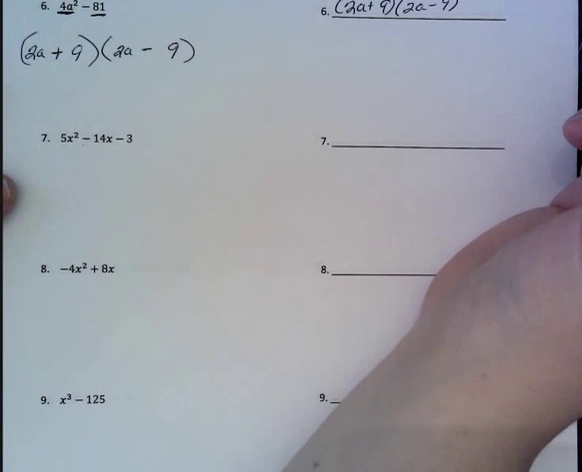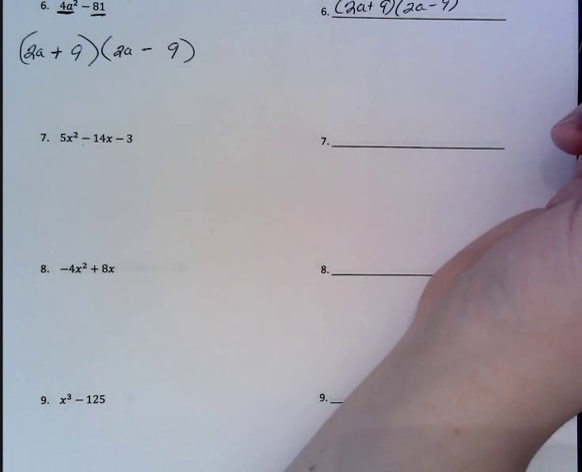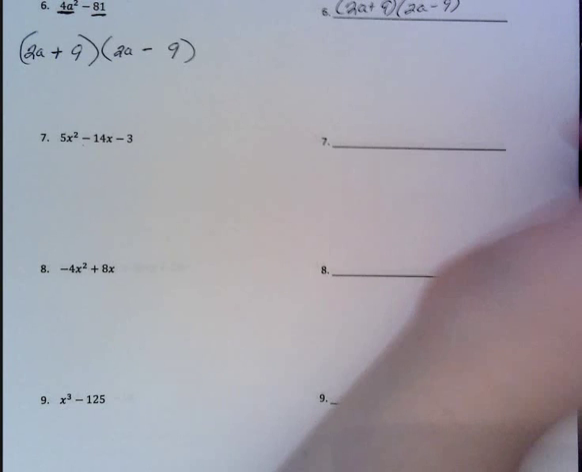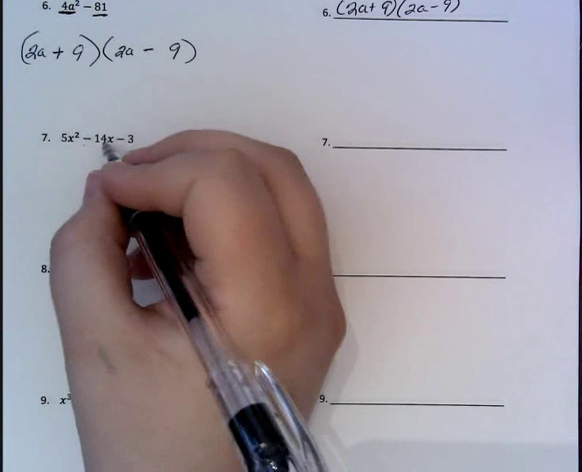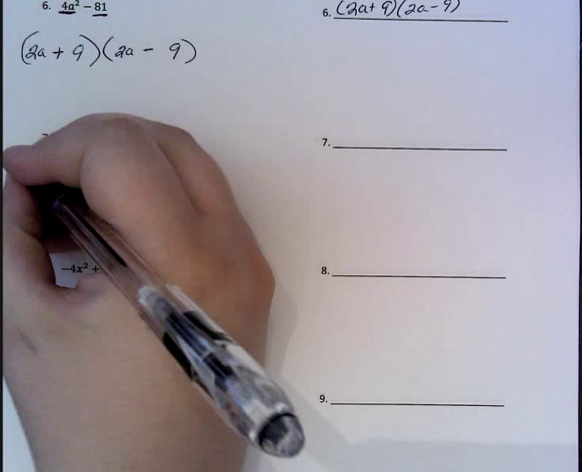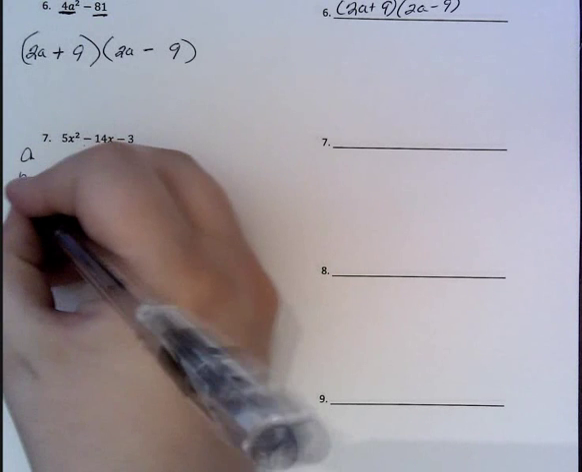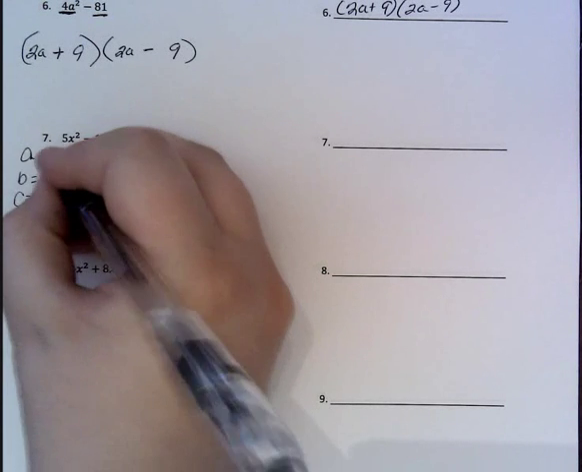Number 7, step 1 is to take out the greatest common factor. Since there isn't one, we're going to go to step 2 and identify the number of terms. So there are 3 terms here. So we're going to use the AC method. We're going to identify our A, B, and C.